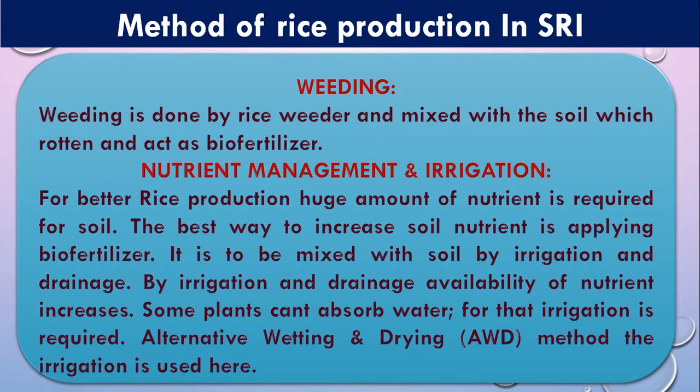I told you again, try to always apply biofertilizer or organic fertilizer, because when we apply chemical fertilizer, sometimes the leftover of chemical fertilizer makes toxic substance in the soil, which is very harmful for soil. And then in this method, the alternate wetting and drying method, that means the AWD method, is used for irrigation. We will talk about it later in this lecture.